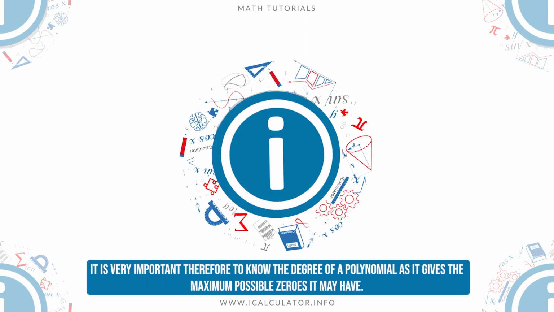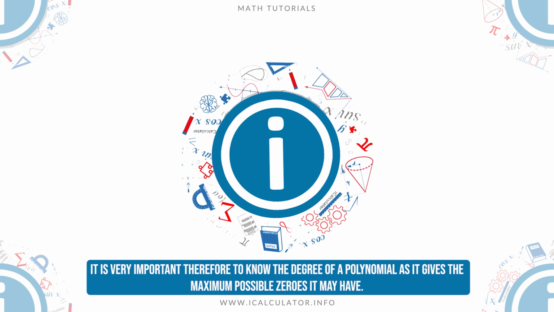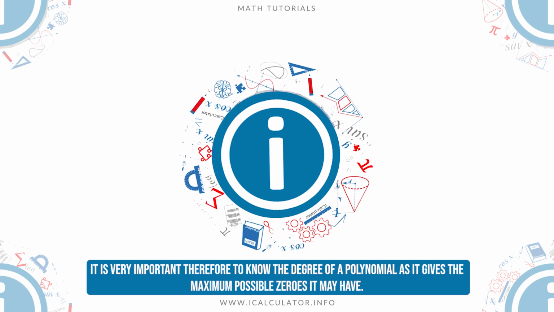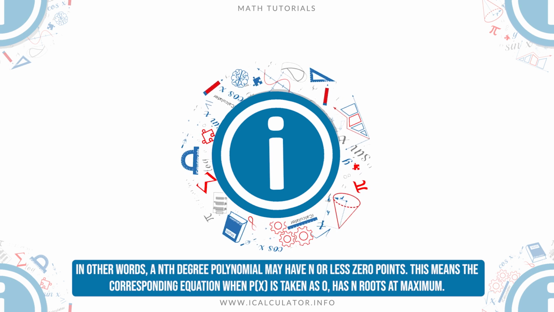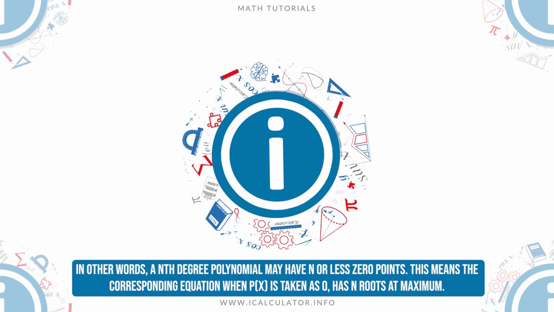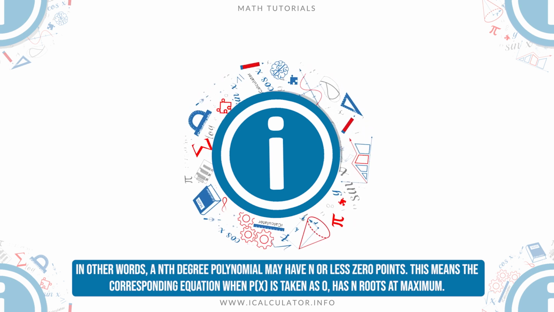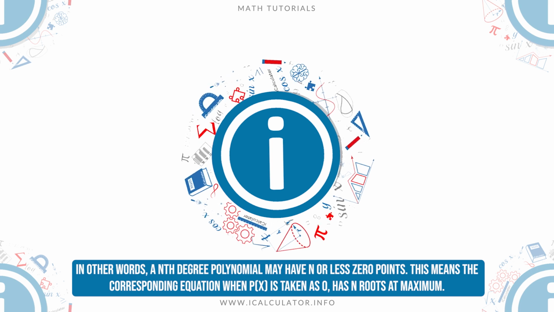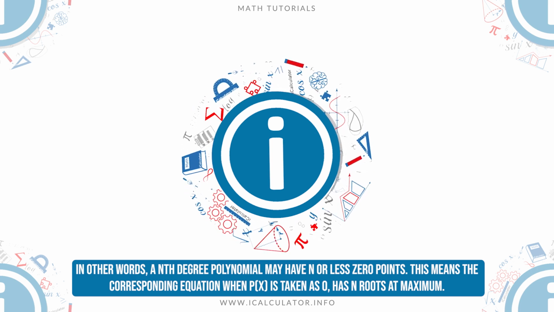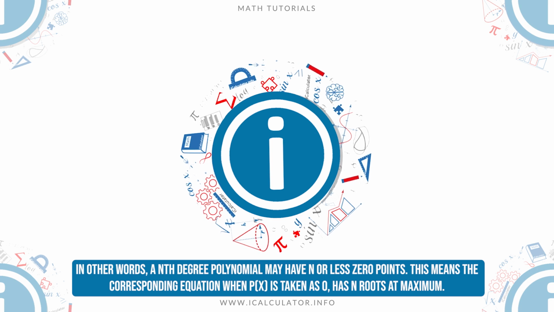It is very important therefore to know the degree of a polynomial, as it gives the maximum possible zeros it may have. In other words, an nth degree polynomial may have n or fewer zeros. This means the corresponding equation when p(x) is taken as 0 has n roots at maximum.